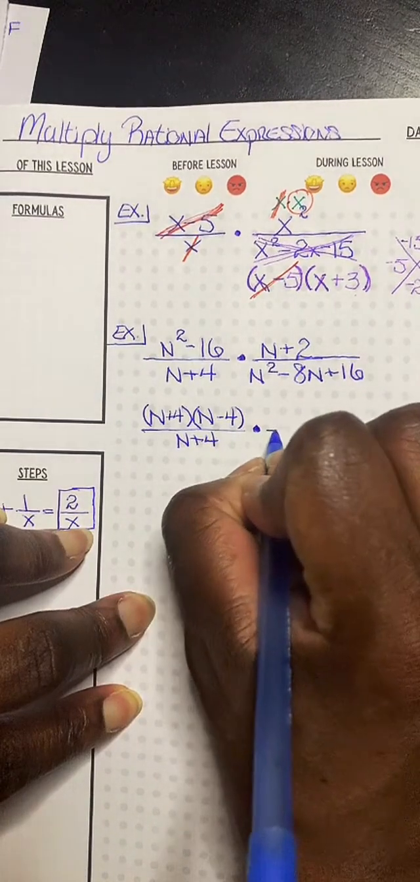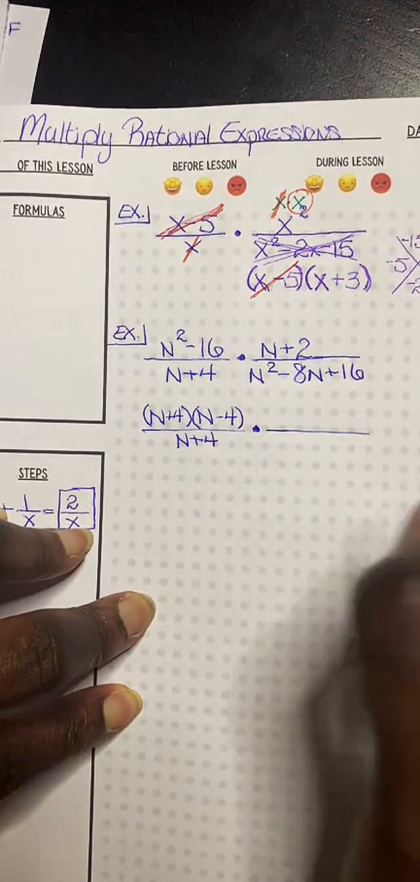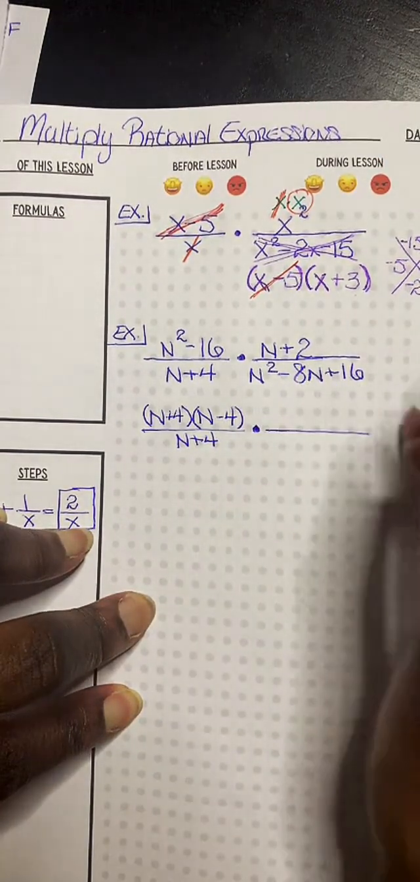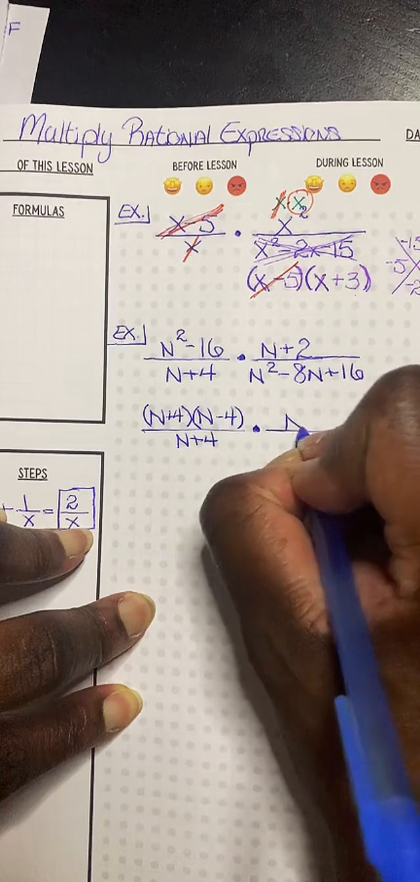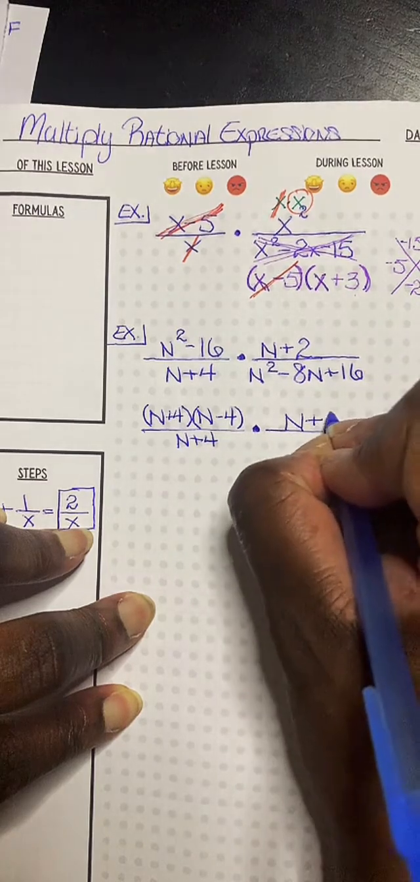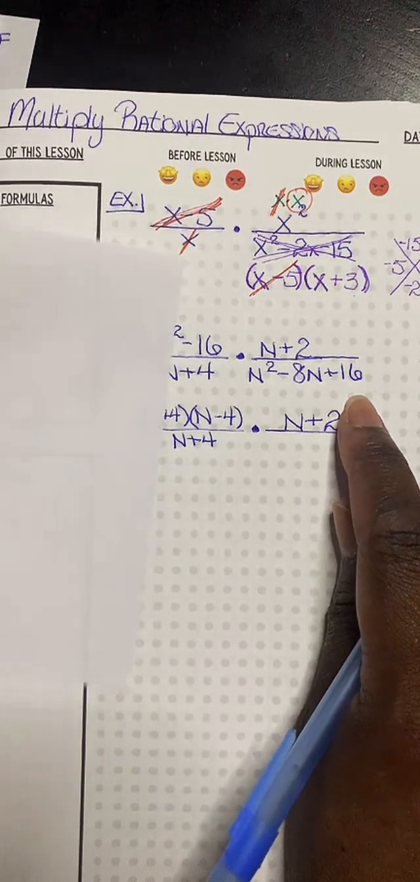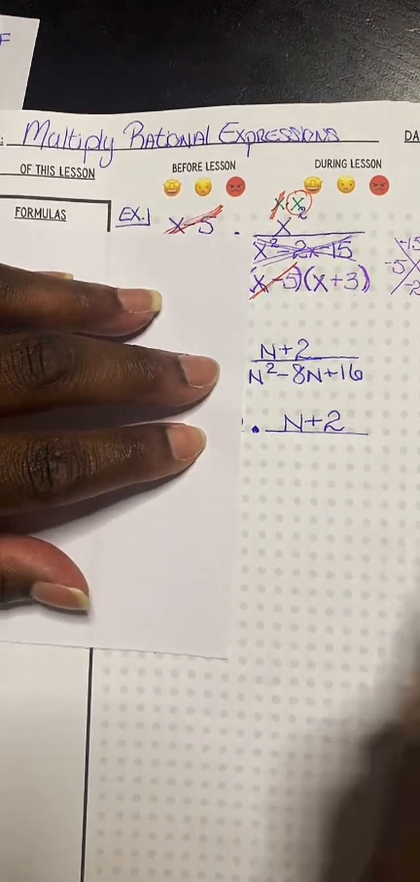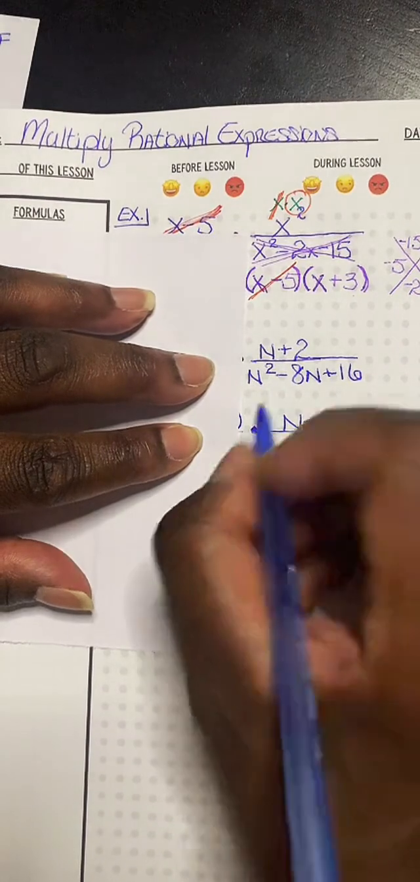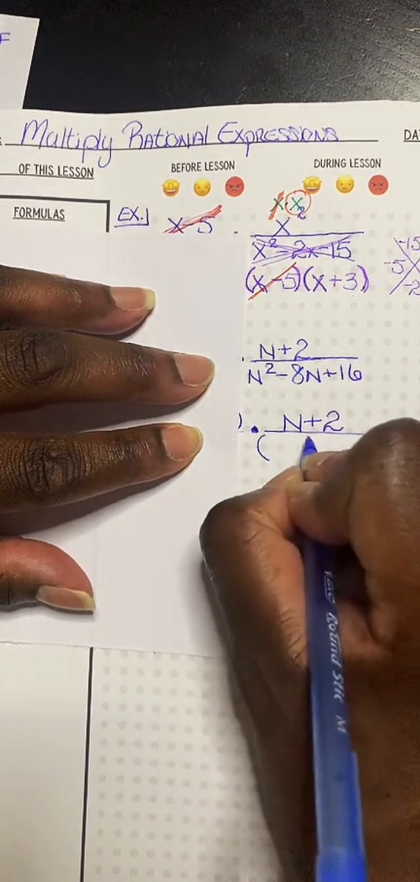Now, the second ratio, the numerator, we can keep it exactly the same. We have our n plus 2. But my denominator, let me cover up. Okay, we can factor that out into 2 parentheses.